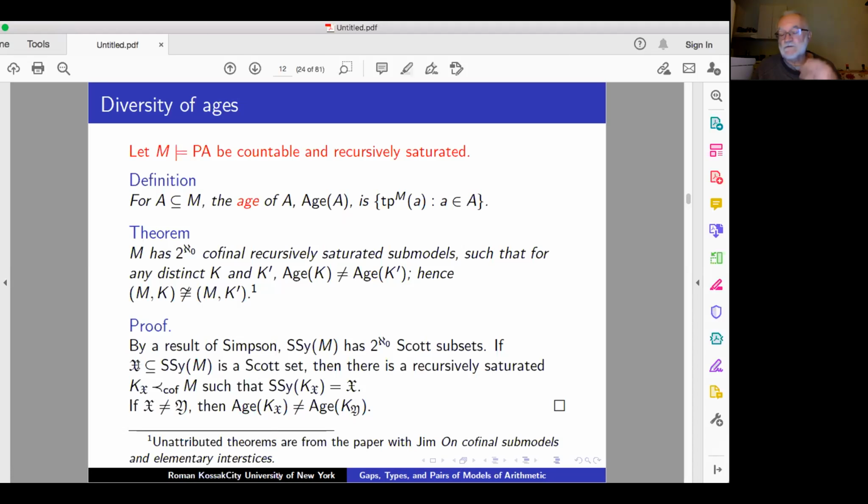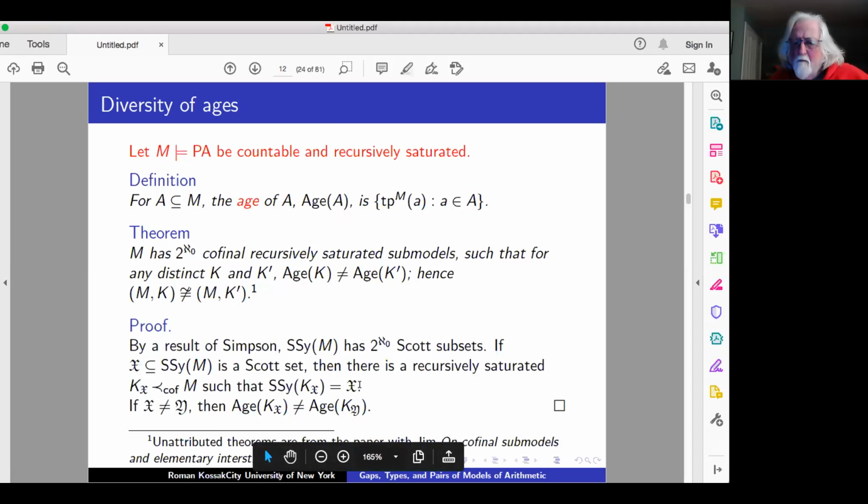And then this is a routine back-and-forth embedding: each of those recursively saturated models K_X can be cofinally embedded into M. And each K_X has the standard system X. And essentially, the standard system tells you about the set of types realized in the model. So the sets of types realized are different in each of those K_X for different X's.